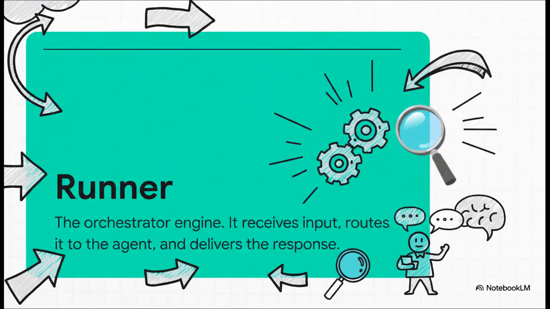And finally, we have the runner. This is the engine, the orchestrator, the thing doing all the hard work behind the scenes. It takes your input, figures out where it needs to go, helps the agent manage the state, and then delivers the final response back to you. It's really the component that ties everything else together.